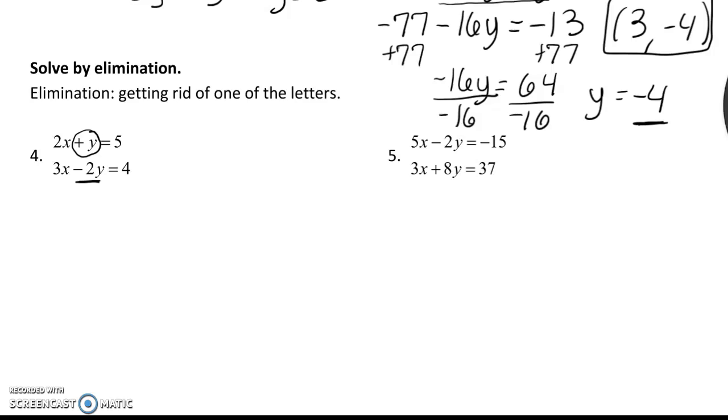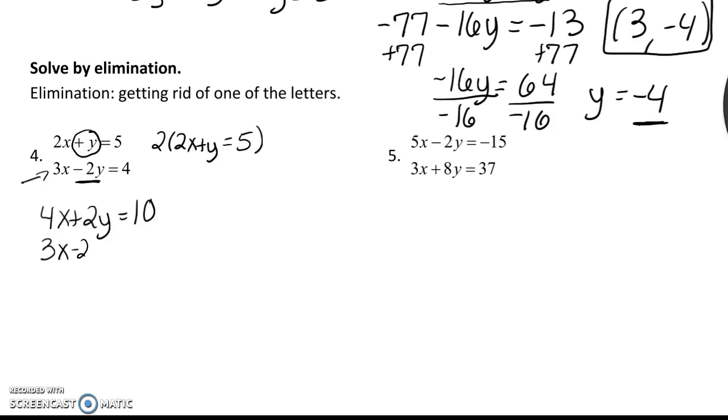So what I'm going to do is multiply that entire first equation by 2. So I'm going to take 2 times 2x plus y equals 5. So I'm going to take 2 times everything. So for that first equation, I get 4x plus 2y equals 10. I still have the second equation, 3x minus 2y equals 4. But now you can see for the y values, one's a positive 2 and one's a negative 2. So when I add those together, they will be eliminated.